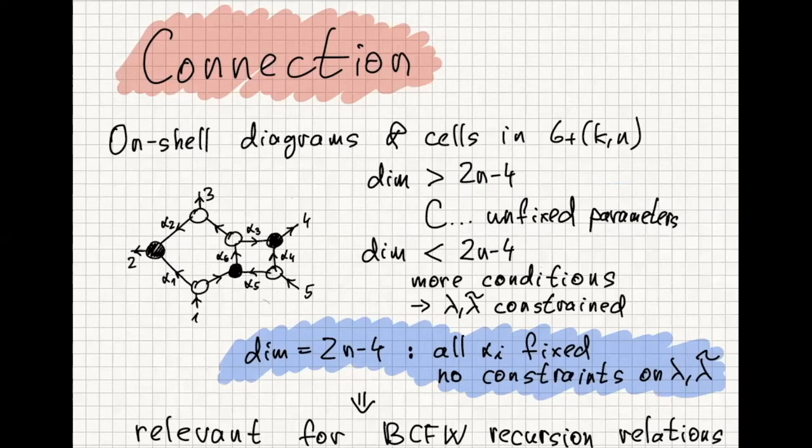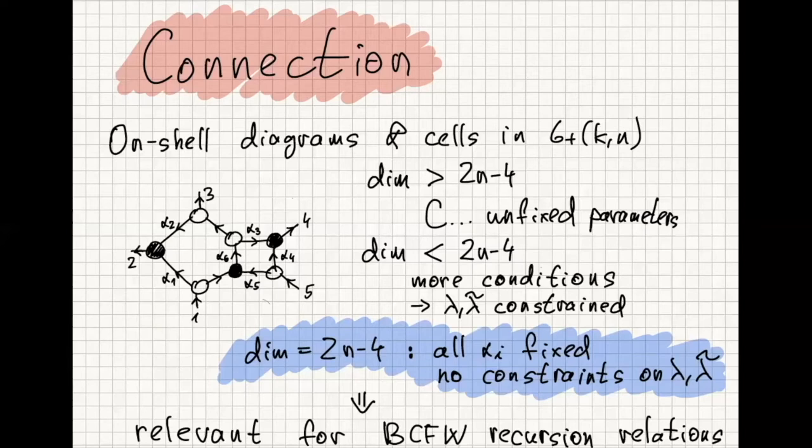So, having these on-shell diagrams, or plabic graphs, they correspond to these cells in the positive Grassmannian. If the dimensionality of the cell is bigger than 2n-4, then the C matrix has some unfixed parameters, because adding these delta functions fixed some of them, but not all of them. If the dimensionality of the cell is less than 2n-4, then we have too many delta functions and not enough free parameters in the C matrix. And we are getting some more conditions, now on the lambda, lambda tilde. So now the lambda, lambda tilde are constrained themselves. We are imposing more conditions on them. This is all possible. These are perfectly fine diagrams, and perfectly reasonable and important.